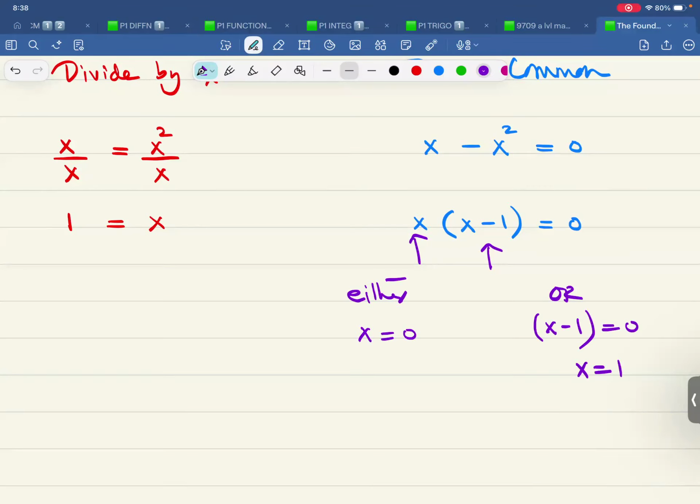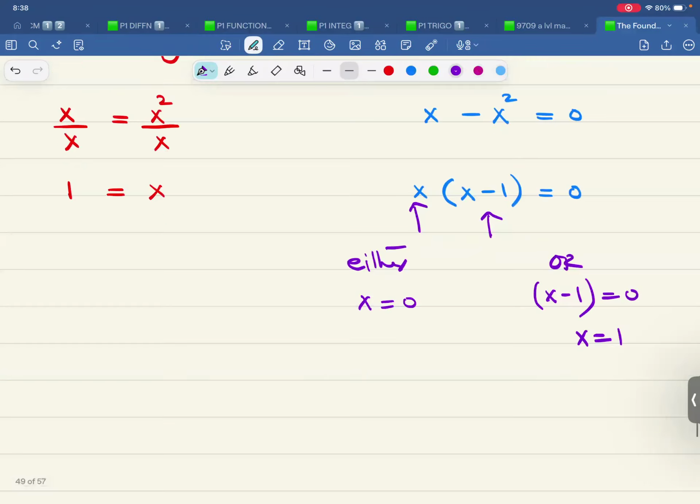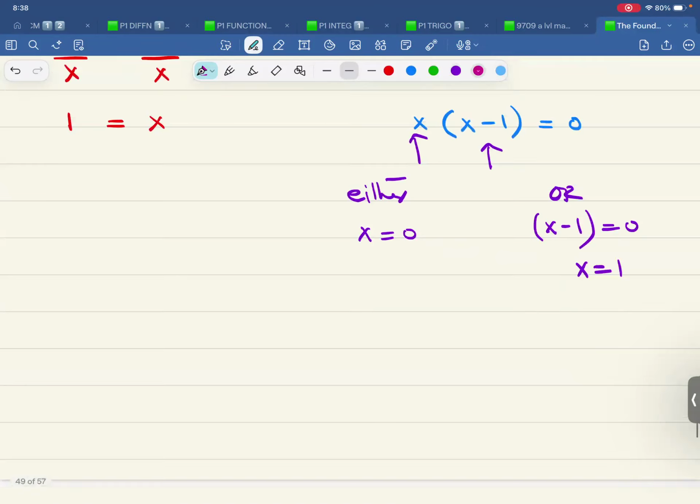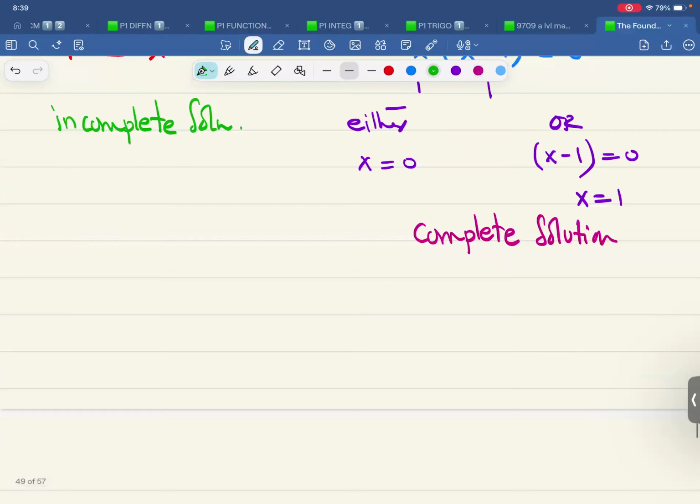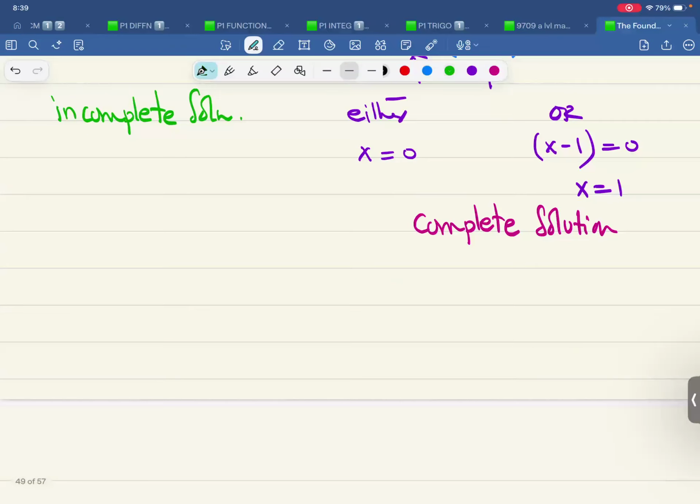Therefore, x is 1. Now, here is the verdict. The verdict is this is the complete solution. The other one is an incomplete solution. So this is the incomplete solution. Now, the first thing that I'll write is this: always take common. This is the first priority.